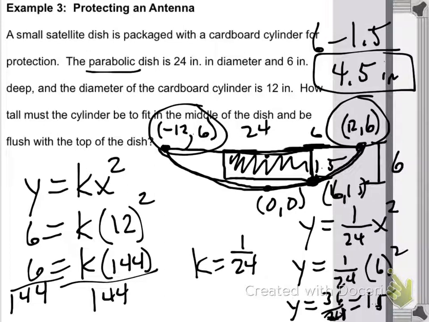So, just to recap, we had to figure out what the equation of the parabola was. To do that, we plug in one of the points. And by the way, when I plug in negative 12 for x, negative 12 squared is still 144, so it doesn't matter which of the 2 points you plug in. The parabola itself, the dish itself, is 6 inches tall. We had to find this point right here, to be able to figure out the difference between the top and the bottom. So that's how we got 4.5 inches.